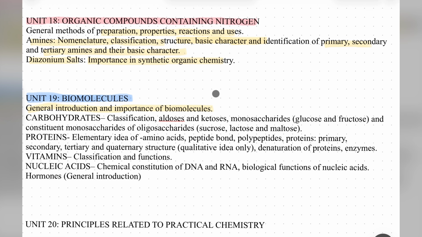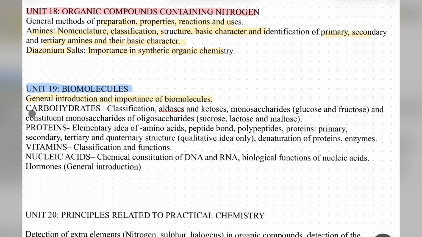Introduction, importance of biomolecules. That is there. First, we can discuss carbohydrates, next proteins, vitamins and amino acids, and then nucleic acids. In this, especially classification of carbohydrates: aldose, ketose, monosaccharides, disaccharides, up to oligosaccharides, with examples. Proteins: amino acids and peptide bond, polypeptide, and primary, secondary, tertiary protein, and their quaternary protein structures. Very important.